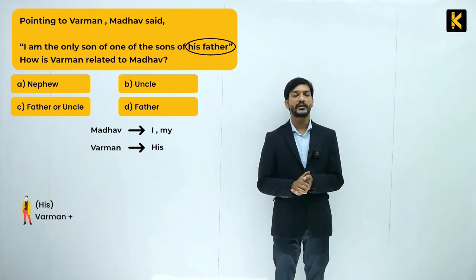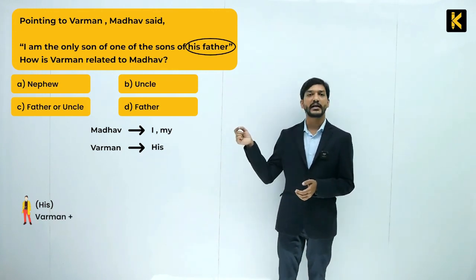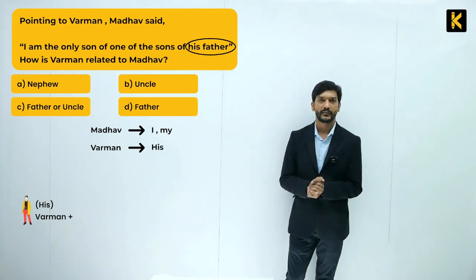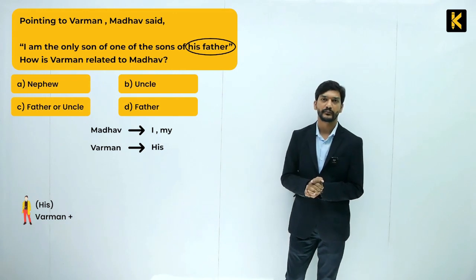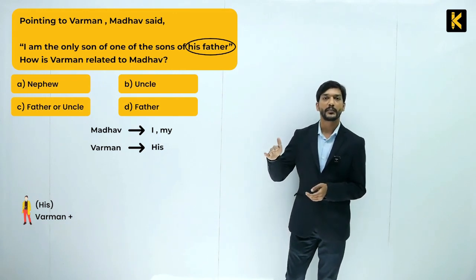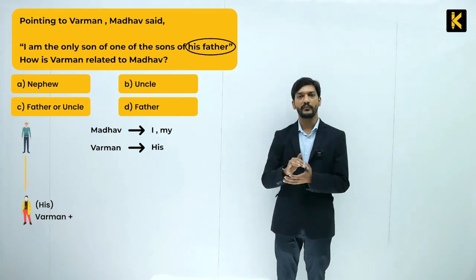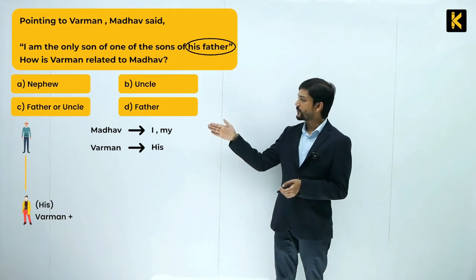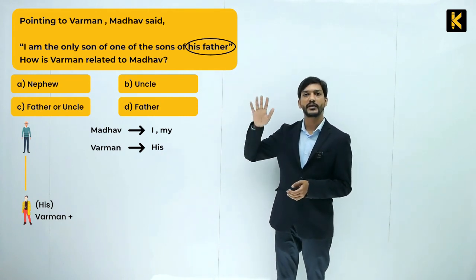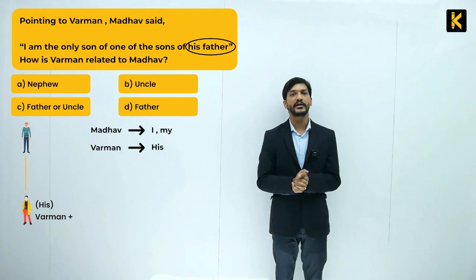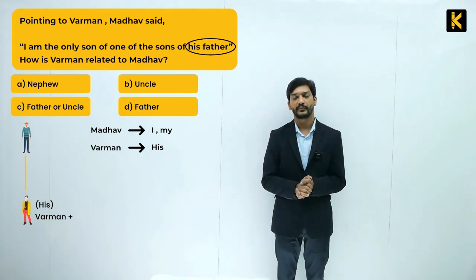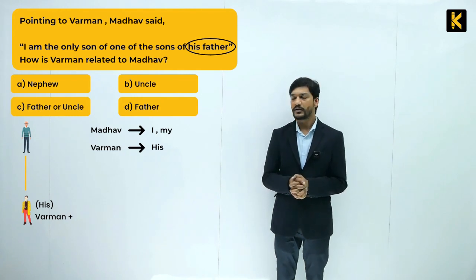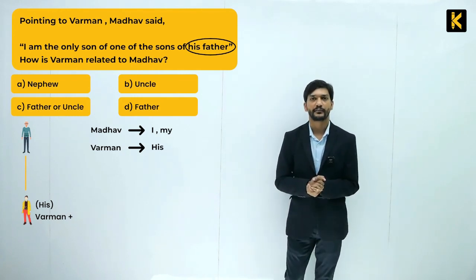And because his word is used, I have written a plus sign as well. So his father I have to draw. His father will be one generation above him. So this is Varman, and his father will be one generation above. Let me show one person, which is the father. Now father is a male, so let me show a male person.